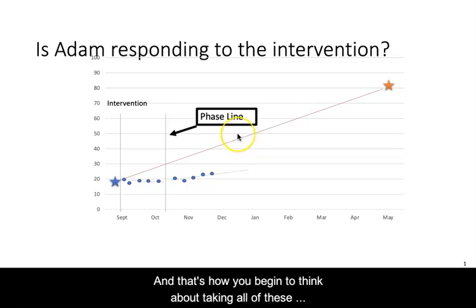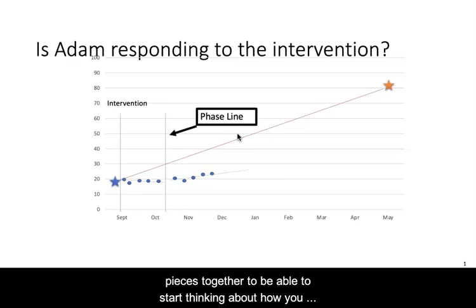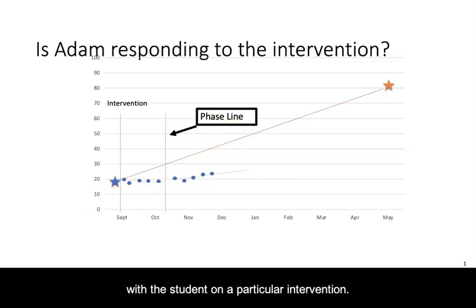And that's how you begin to think about taking all of these pieces together to be able to start thinking about how you make instructional decisions once you're already working with the student on a particular intervention.